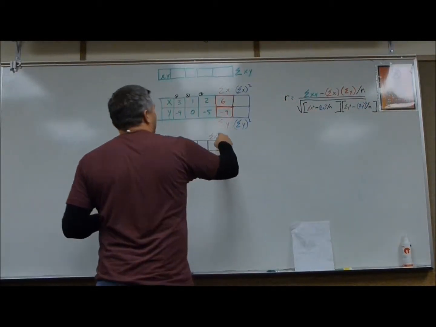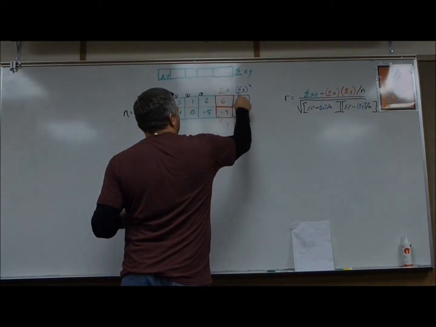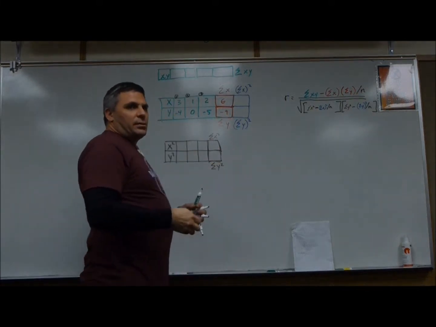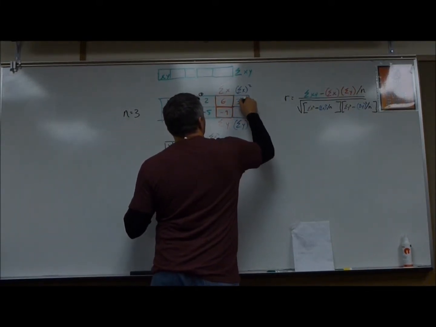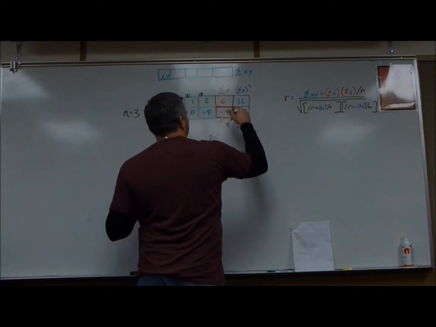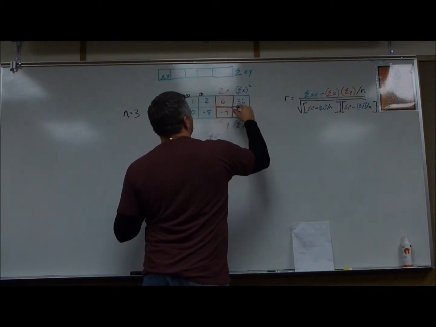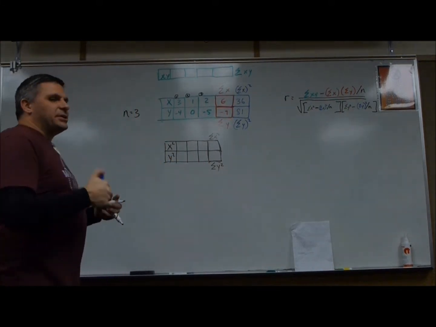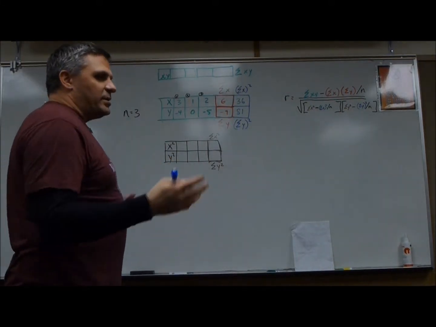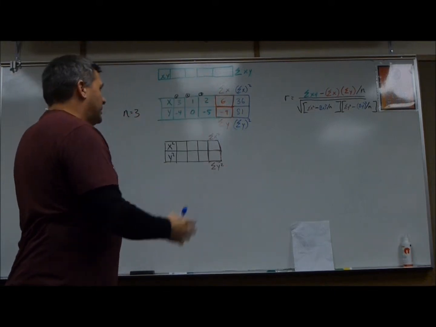And then I can look at what is the sum of the x's squared. So 6 times 6? 36. And 9 times negative 9? 81. Okay? So now I have the sum of the x's squared and the sum of the y's squared.